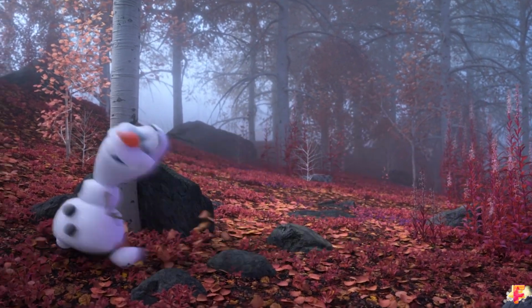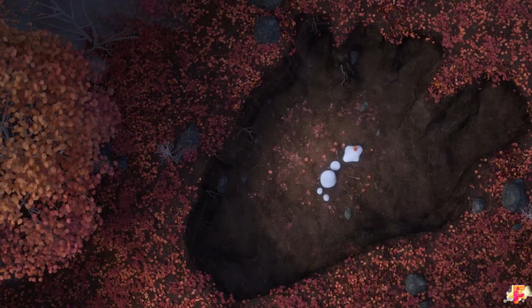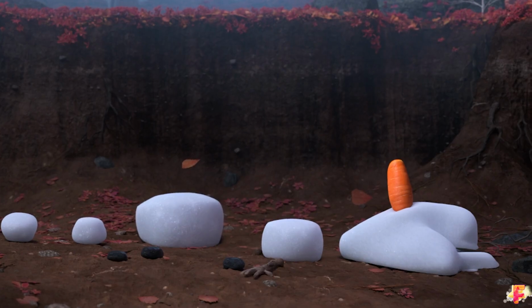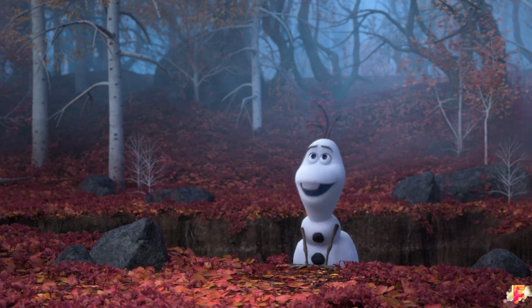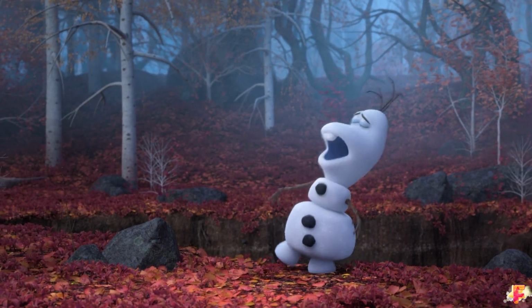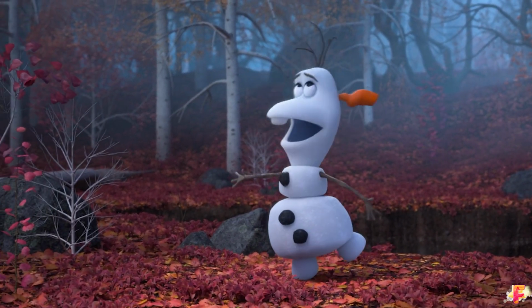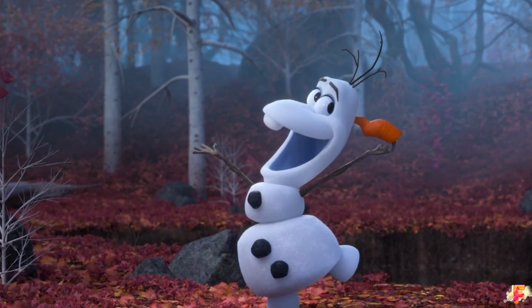Later, he falls into a giant footprint. When he falls, his carrot nose gets pushed inside his head. Look closely at this detail. After getting up, Olaf fixes his nose. However, when he fell, his carrot nose was stuck much deeper, but after he stood up, only the tip was inside.